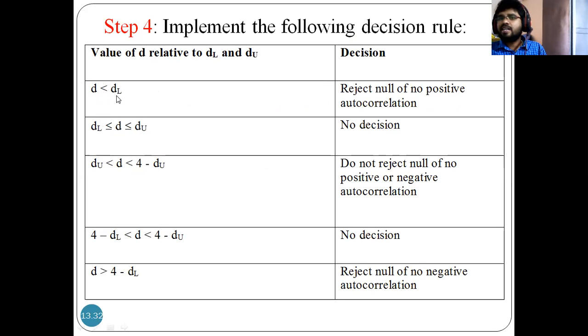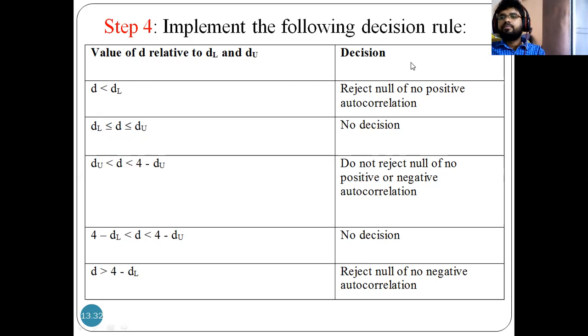So D is less than DL. If the D value is less than DL, you may reject the null hypothesis of positive autocorrelation. Then if DL is less than or equal to D, or D is less than or equal to DU, there is no decision. That is, if your D value lies between the lower limit and the upper limit, we cannot take any decision. If the D value is less than the lower limit or higher than the upper limit, we will take a decision, accept or reject.